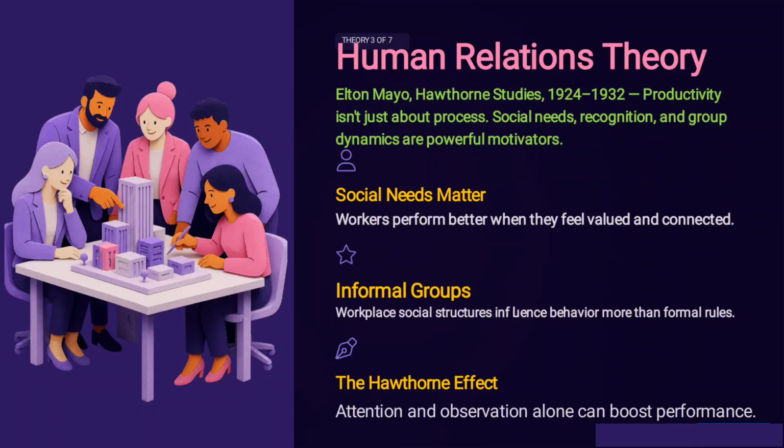The first thing is social need matters. According to Elton Mayo, workers perform better when they feel valued and connected. The second one is informal group. Workplace social structures influence behavior more than formal rules. And the third one is the Hawthorne effect. Attention and observation alone can boost performance, according to Elton Mayo.